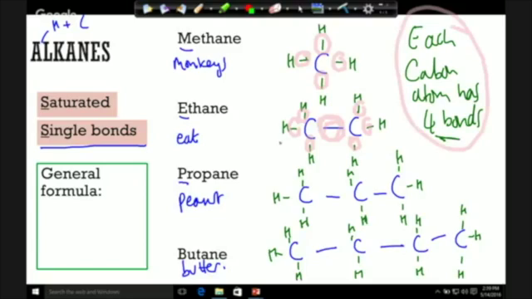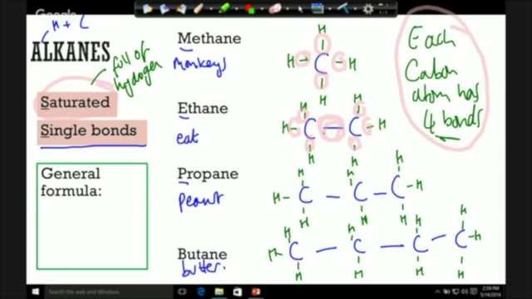And because they've only got single bonds, we call these saturated molecules, which means they're full up of hydrogen. You can't fit any more hydrogen around because you can't put any more bonds around the molecule because they are full up. So they're full up of hydrogen, you can't fit any more on there.